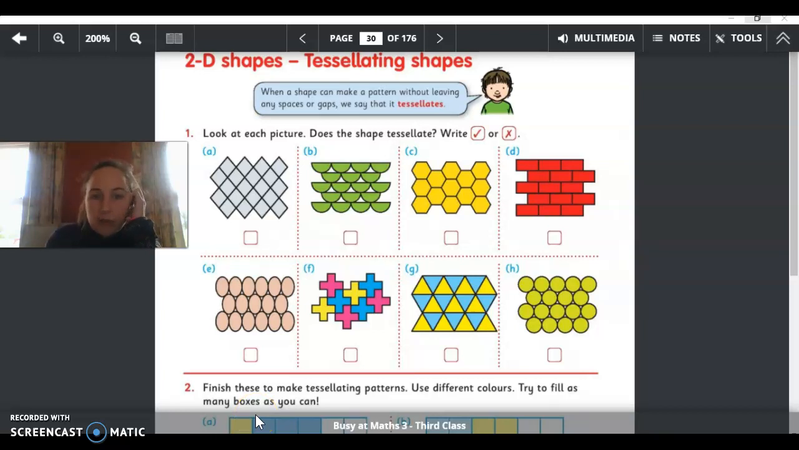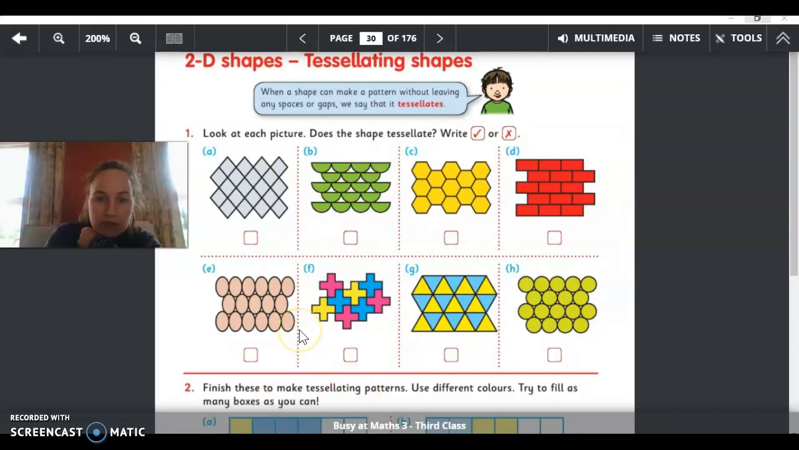Okay, I also want you to do question 1 on page 30. So we're talking about tessellating shapes. That's when you make a pattern with shapes and you don't have any spaces or gaps. Okay, so that's when it tessellates. So you might have tiles on the ground in your house of one shape, all joined together with no gaps.